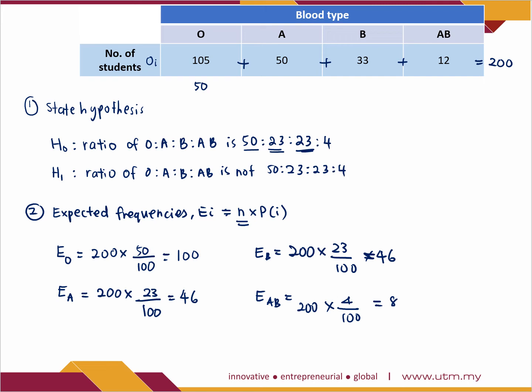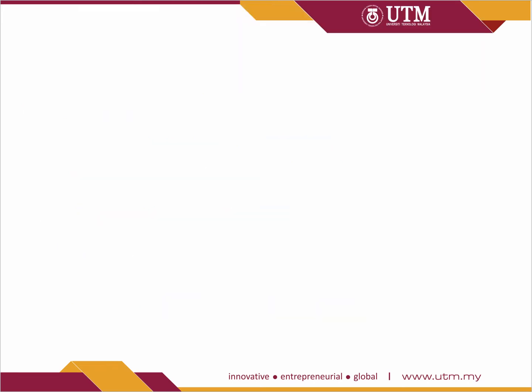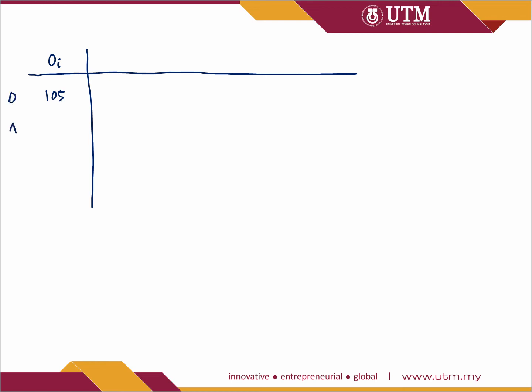we combine all this into a table. So I just rewrite all this in a horizontal table. The observed value is given as 105 for group O, and then for group A it is 50. Group B is 33, and for group AB it is 12. Okay, and the expected frequencies are given as 100, 46, 46, and the last one is 8.